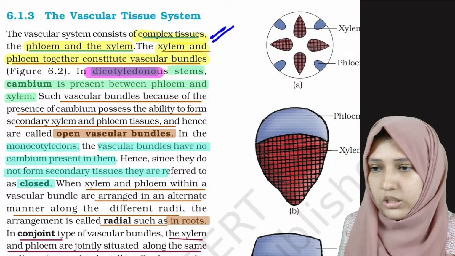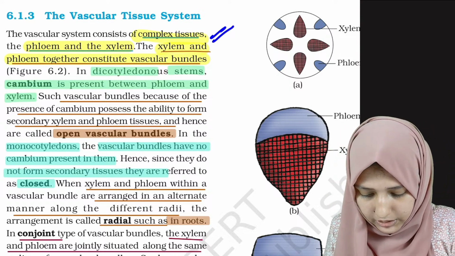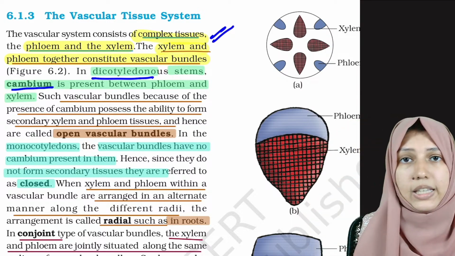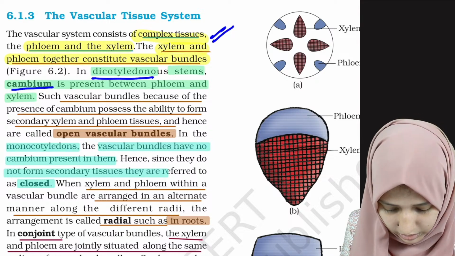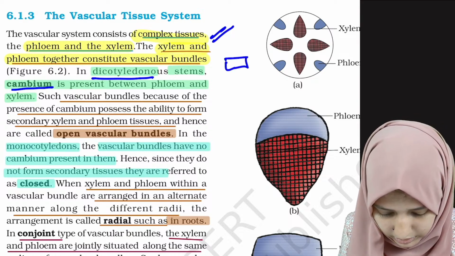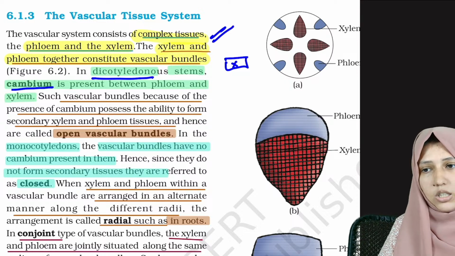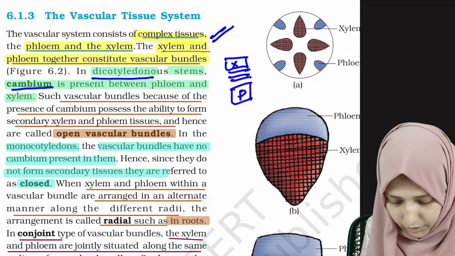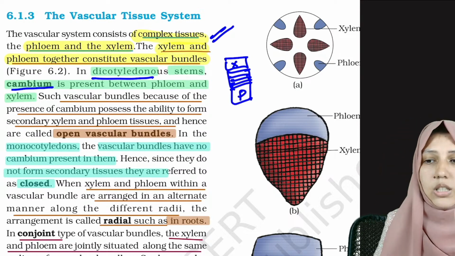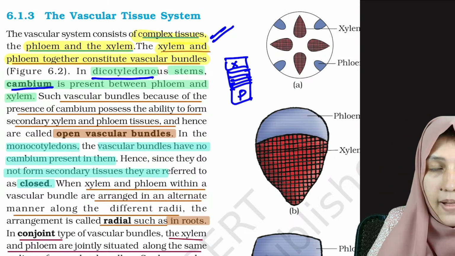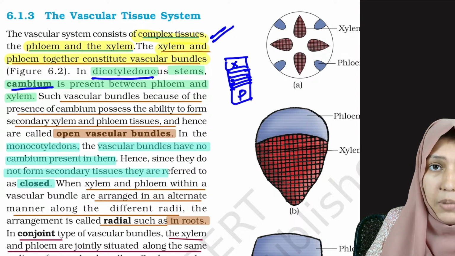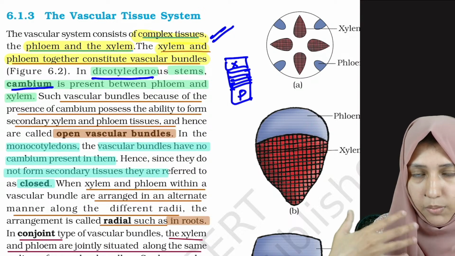In dicots there will be presence of a new structure which is known as cambium. What is cambium? Just think that this is xylem and this is the phloem. So between the xylem and phloem there is a structure. If there is a structure between the xylem and phloem, that is known as cambium, and this cambium is responsible for the secondary formation.